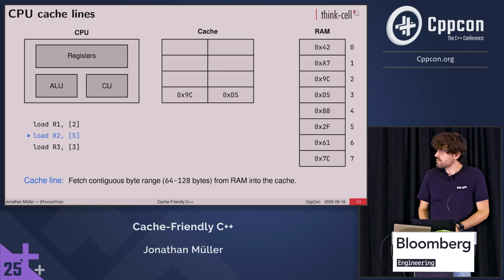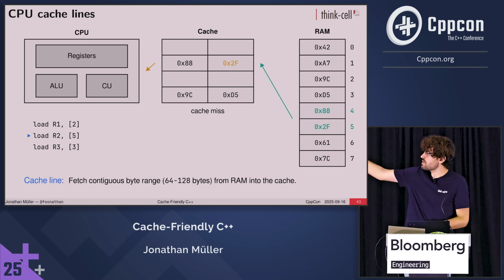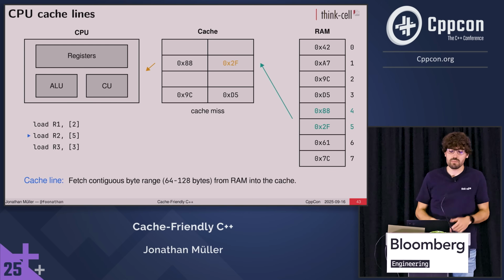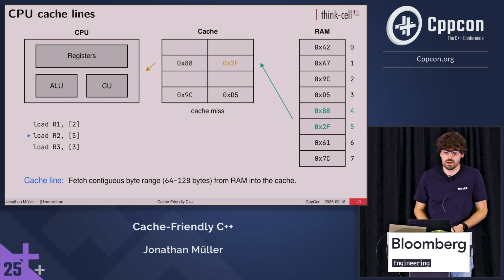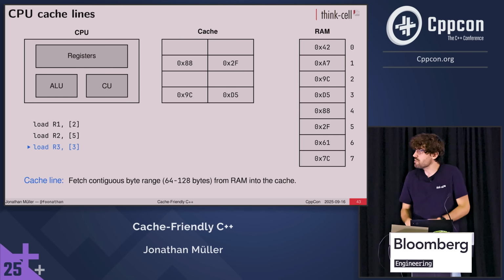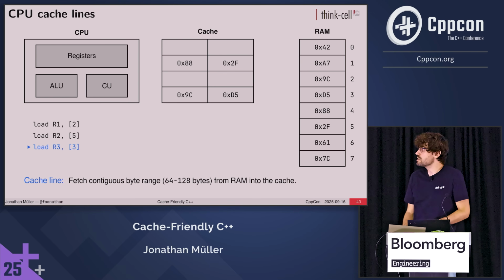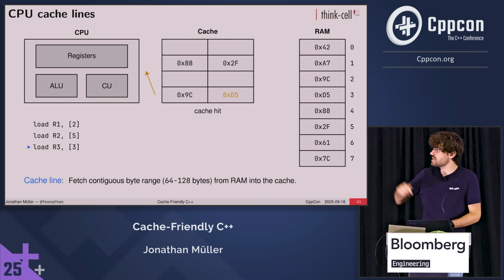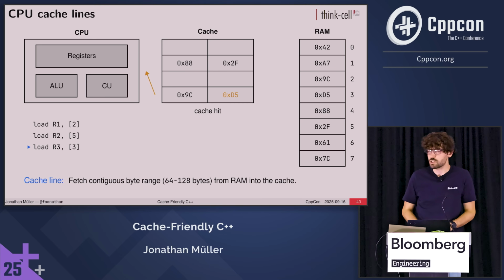Likewise, when we do address 5, we don't load just 5, but the entire cache line. And in this case, the cache line consists of addresses 4 and 5. So we load both of them into the cache and send the address 5 to the CPU. And now when we need address 3, even though we've never actually accessed address 3 before, it already happens to be in the cache because we've fetched the entire cache line.